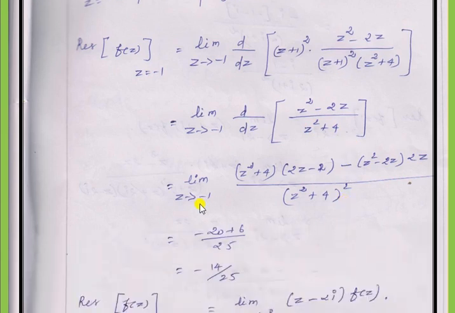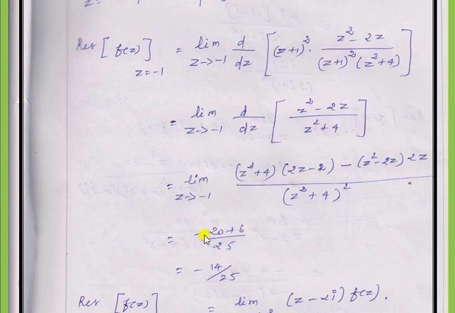Now, I am substituting the point z equal to minus 1 here. So, minus 1 the whole square is 1. 1 plus 4 is 5. So, here minus 1 into 2 is minus 2. Minus 2 into minus 2. Minus 2 minus 2 is minus 4.